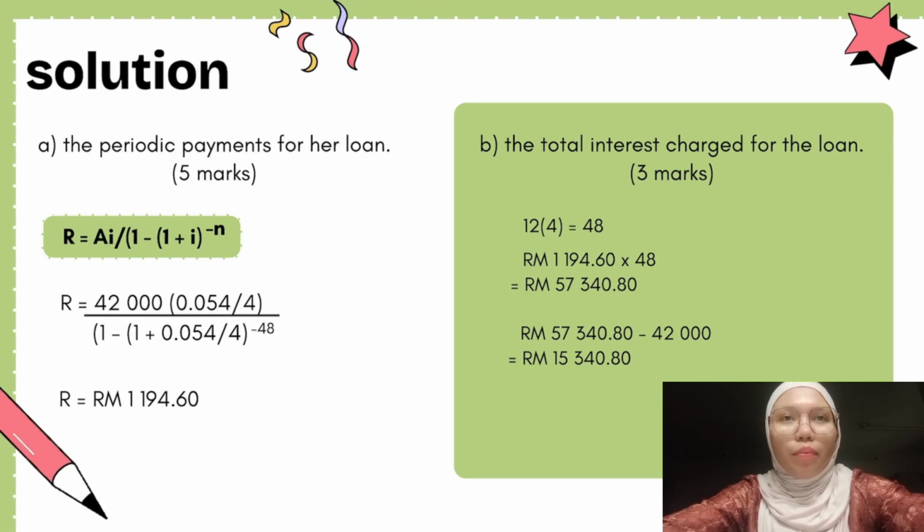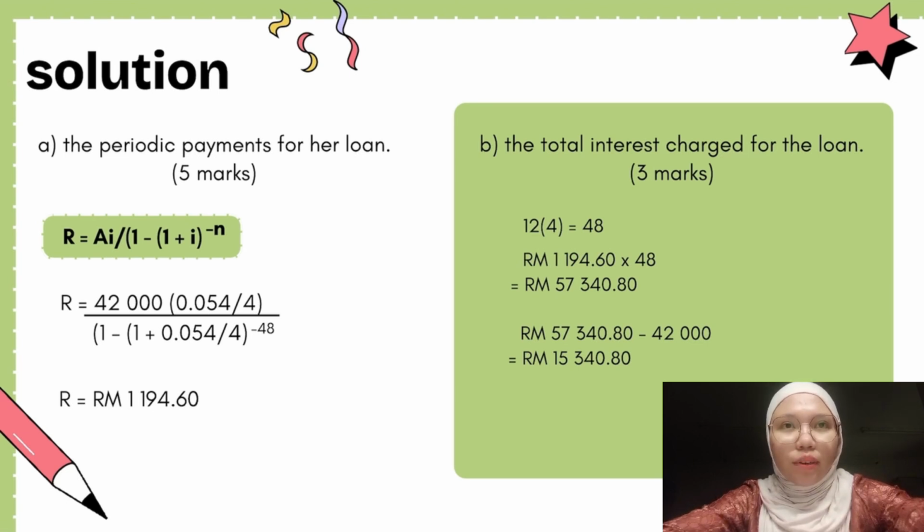To find the credit payment, we use the loan amortization formula, which is R equals A I over 1 minus 1 plus I power minus N. A is the loan amount 42,000 ringgit, while I is the interest rate per period. Since the interest is compounded quarterly, the annual rate of 5.4% is divided by 4. N is the total number of quarterly payments over 12 years, which is 12 times 4 equals 48.